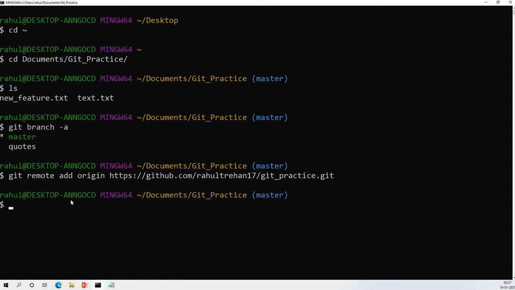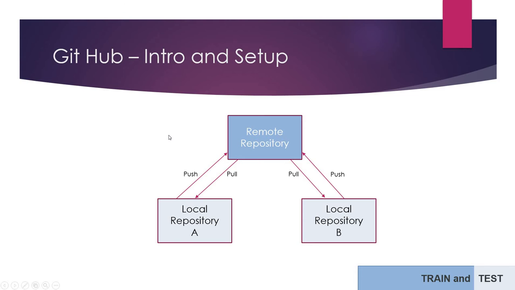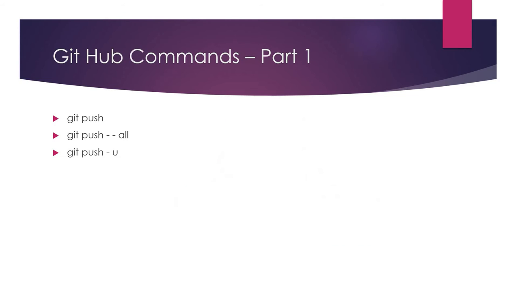Another important thing to note here is that in your local repository, when you're running the Git commands, the default branch is always called master. And in case of GitHub, which is your remote repository, your default remote would be origin. Now that we are done with the intro and setup, let's move on to the first part of our GitHub commands, which will cover only the Git push command.